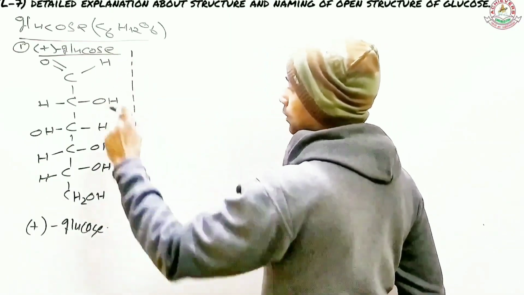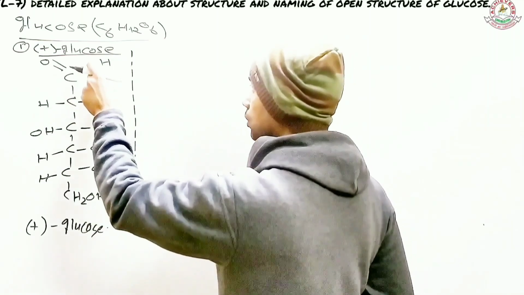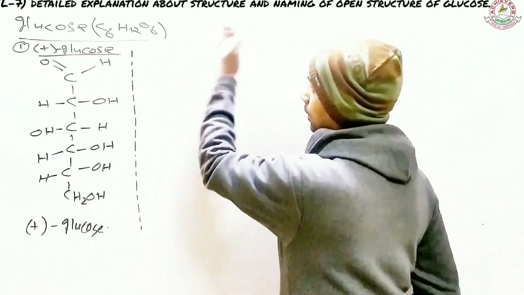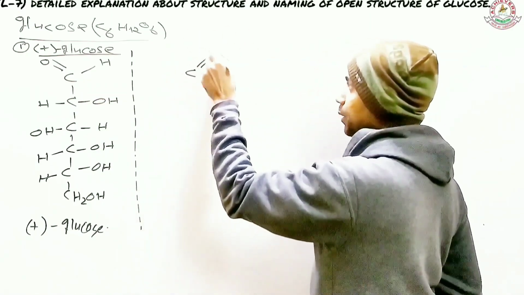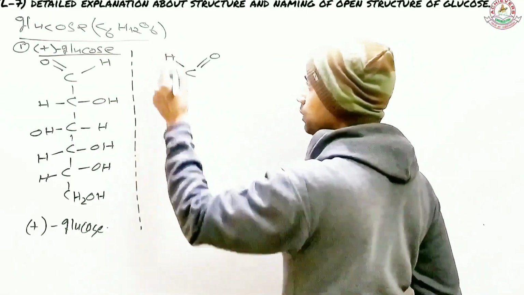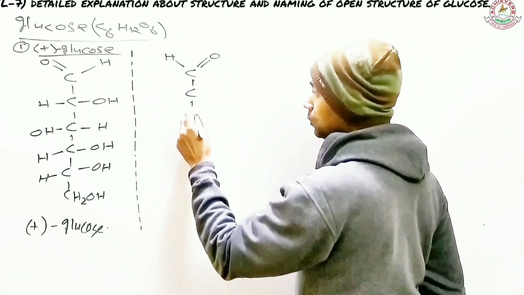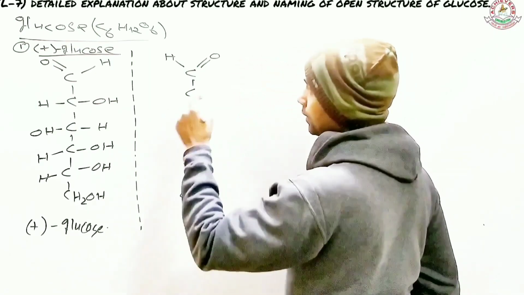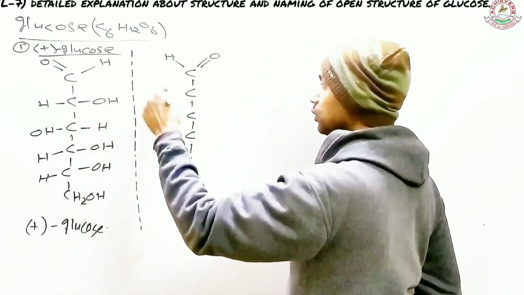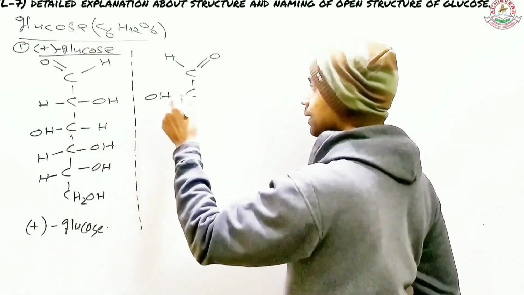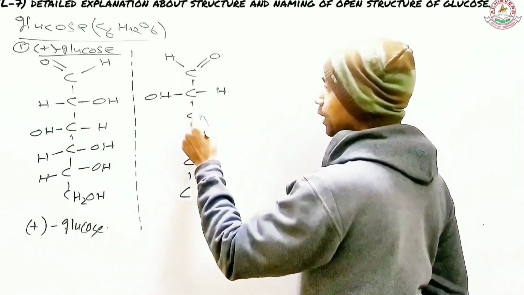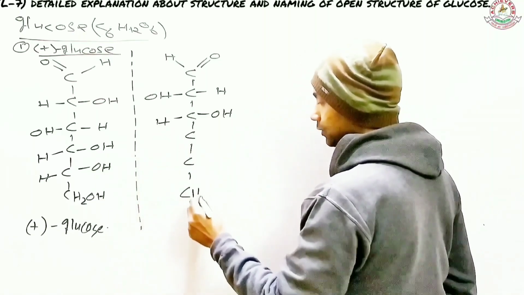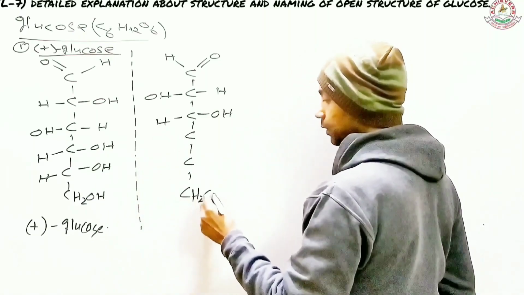If you observe the mirror image of this dextrorotatory glucose, what will you see? You will see something like this. You have your C. Now the O will be right over here, hydrogen right over here. Just place the 6 carbons first: 1, 2, 3, 4, 5, and the last one is 6. Now what is important here is that the OH will be on the left hand side, and hydrogen on the right hand side. Similarly, now the OH will be on the right hand side and hydrogen on the left hand side. The last one is your CH2OH.